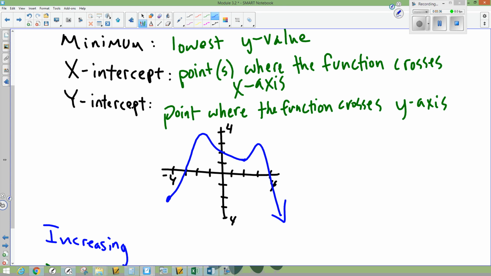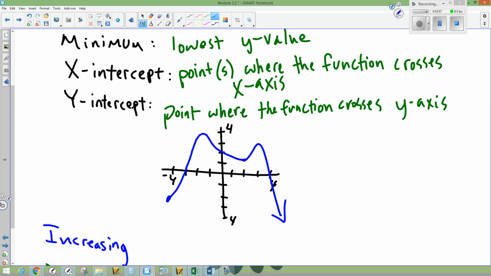Now this is a function, because remember yesterday we talked about how the definition of a function is that for each input there is exactly one output, which means if I put in x equals 0, I can get only one answer, right? Or if I put in x equals 5, I can get only one y value.